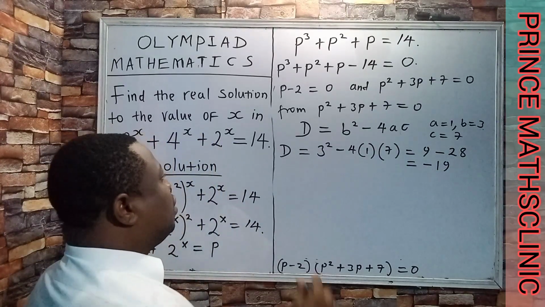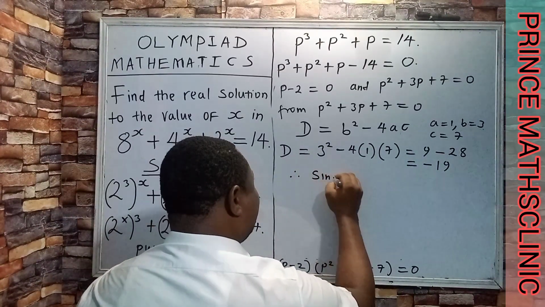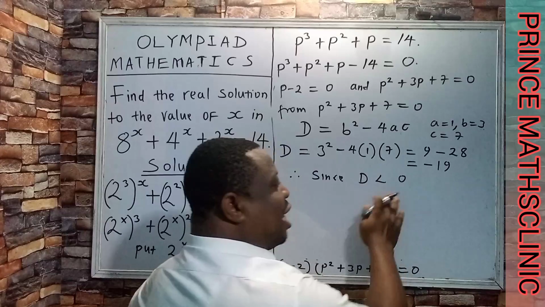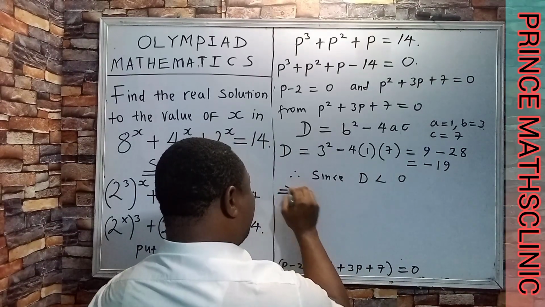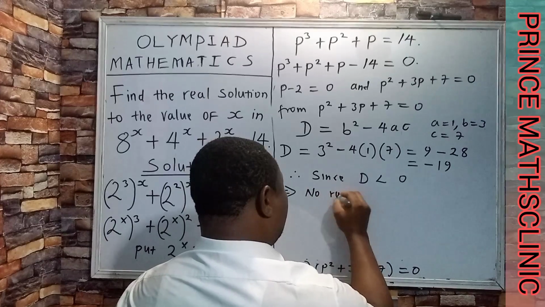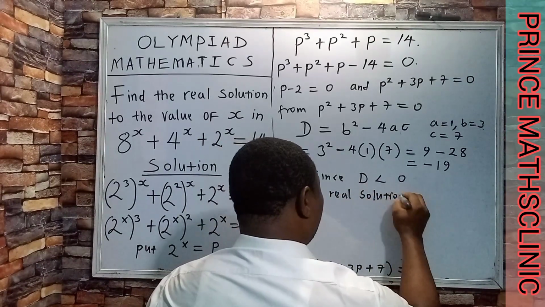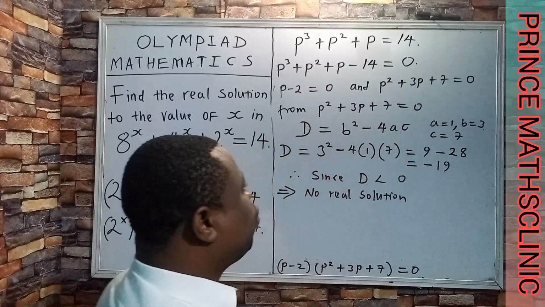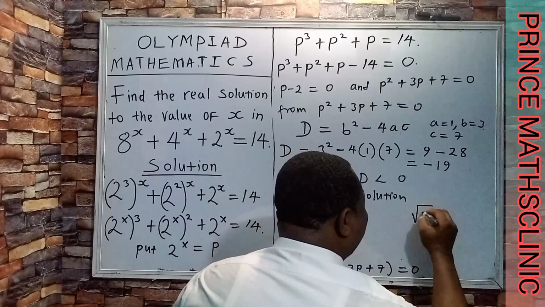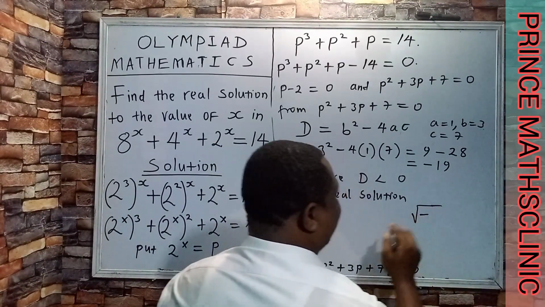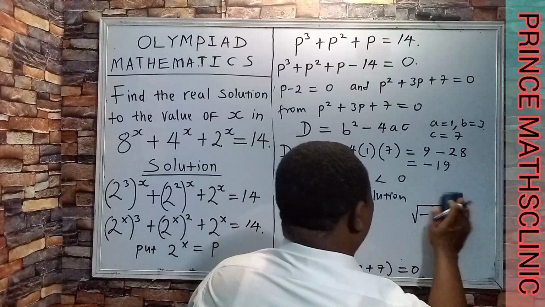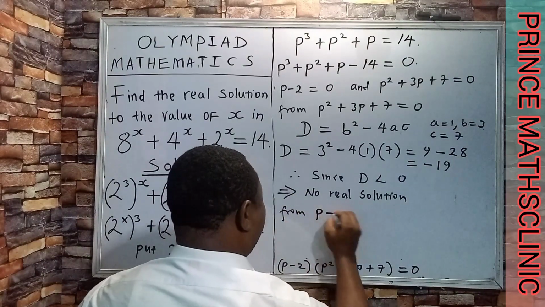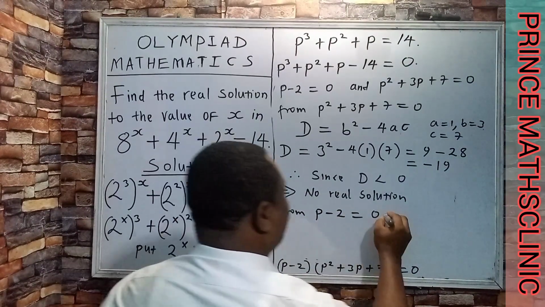Now, therefore, since our d is less than 0, the value of minus 19 is less than 0, what does that mean? It means that it has no real solution. So it means that if we go ahead to solve this particular quadratic equation, we are going to get something in the square root that has a negative, which is a complex number. Right? Good.